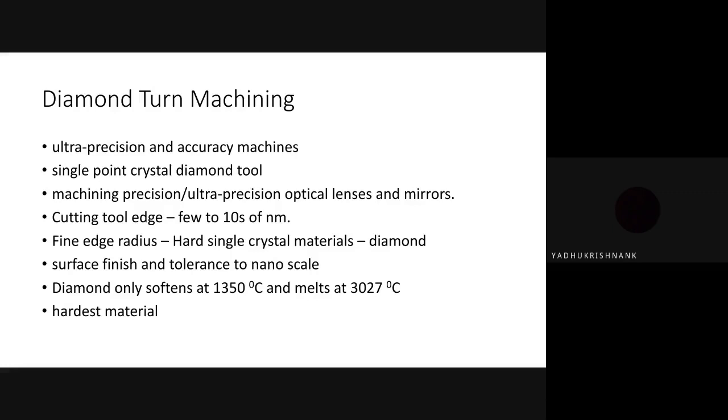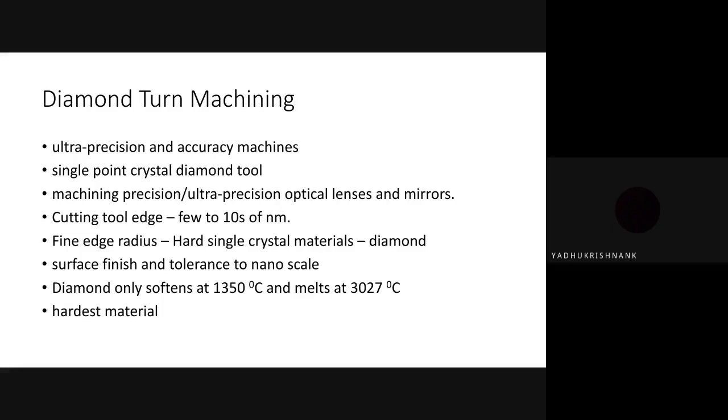In this particular process, we can ensure surface finish and tolerance to the nano scale. Nano means even smaller than the micro level. So using diamond turn machining, we will be able to produce surfaces with high quality surface finish and also close tolerance.